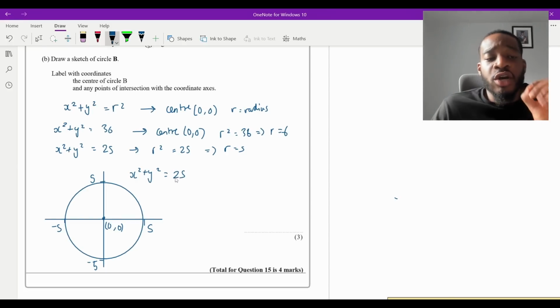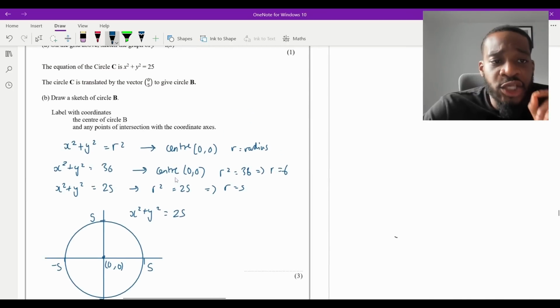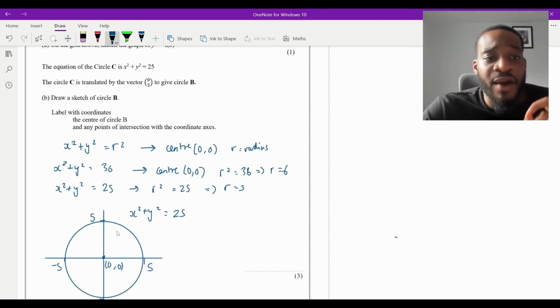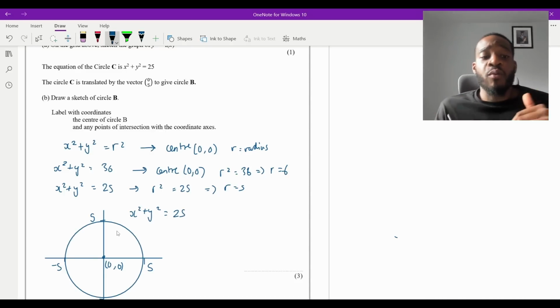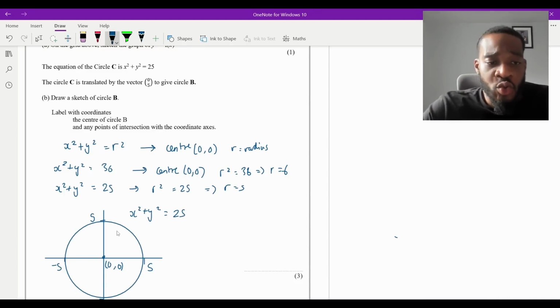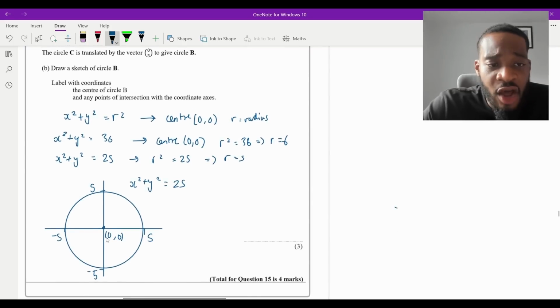Now, we've got a circle B that we need to sketch, and the relationship is that it's translated. This circle that we sketched is translated by a vector of 0, 5. Well, what is the vector 0, 5? What does that do to your graph? It moves it vertically upwards by 5 units, right? So all I need to do is move this vertically upwards by 5 units.